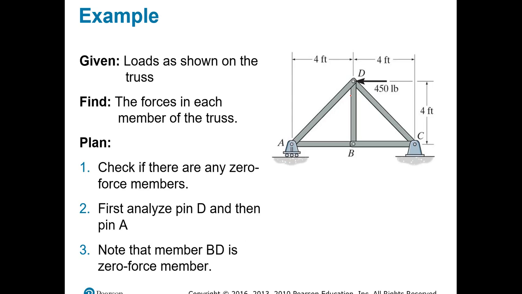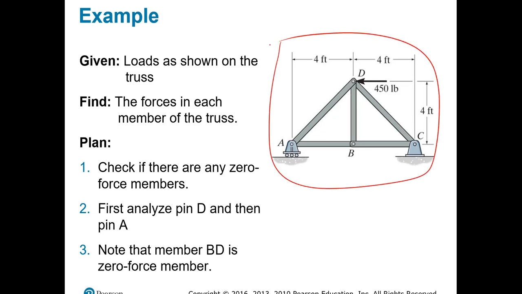But just like I said, it's always easier when you have everything given with an example, and I think that will help you more. So you have the system right here, as you can see, and we need to find the forces in each member of the truss. So what should we do? We should check first if there's any zero force member, and then after that we should analyze pin A and then pin D, and that's it. If we go with that plan, everything should be fine.